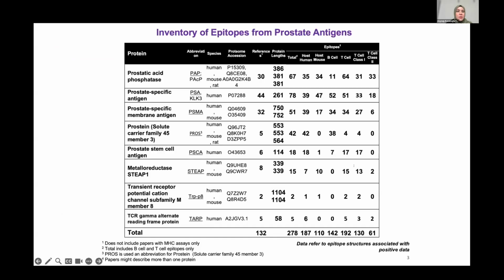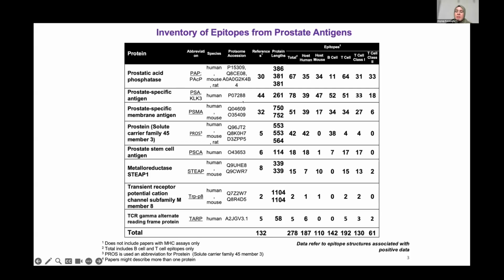So I'll start briefly with the prostate antigens analysis. This work has been published before. We'll also show the paper in a few slides. So these are just figures and tables out of the paper.